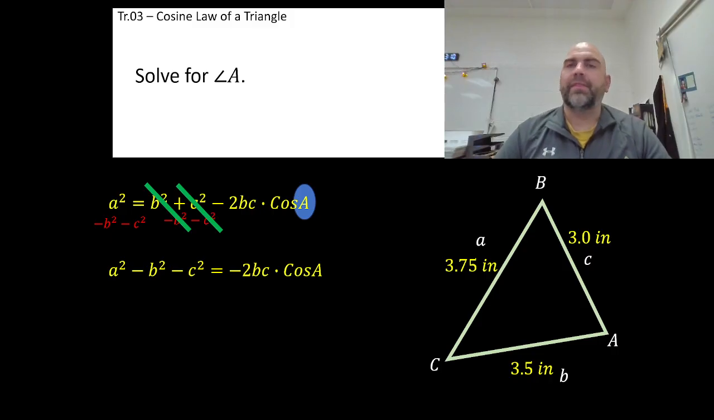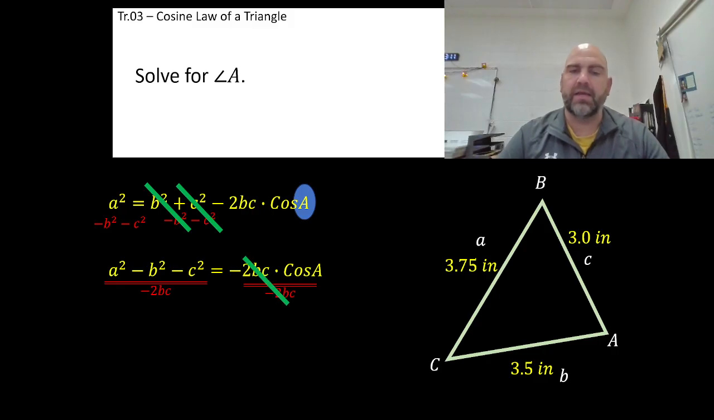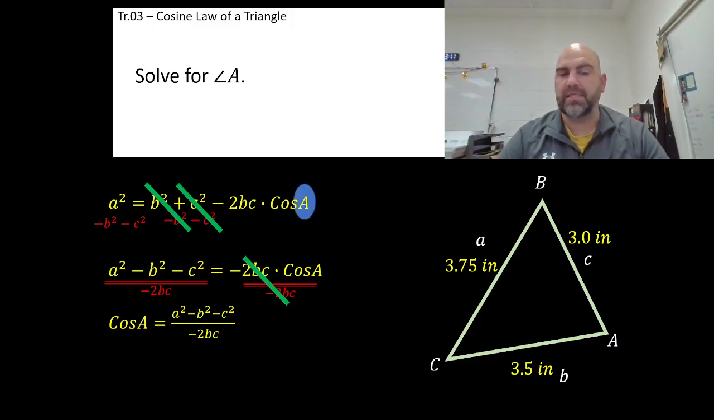Step two, that negative 2BC is a grouping of variables and numbers, which is being multiplied to cos of A. We can divide by negative 2BC, but we have to do that same thing on the other side as well. So those two are going to cancel out, become 1. Yeah, not 0, becomes 1. And so cos of A is going to be left by itself. And then we have A squared minus B squared minus C squared over negative 2BC.